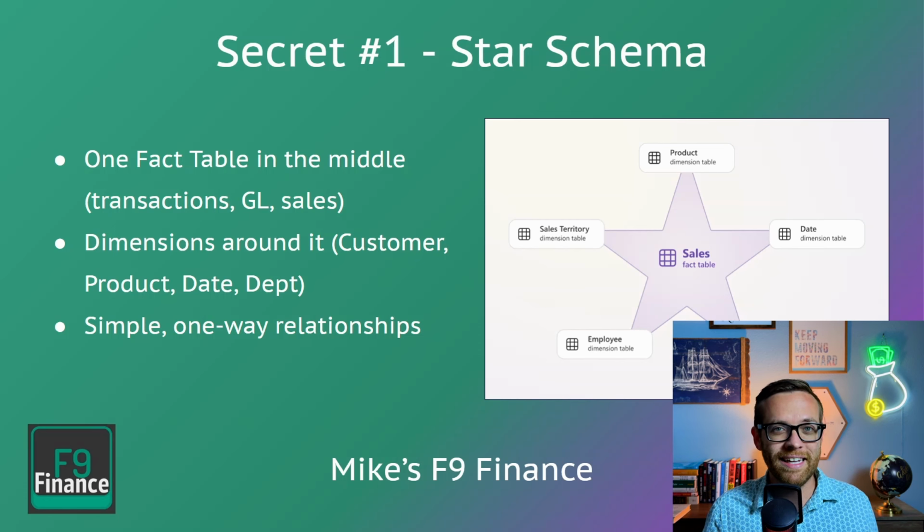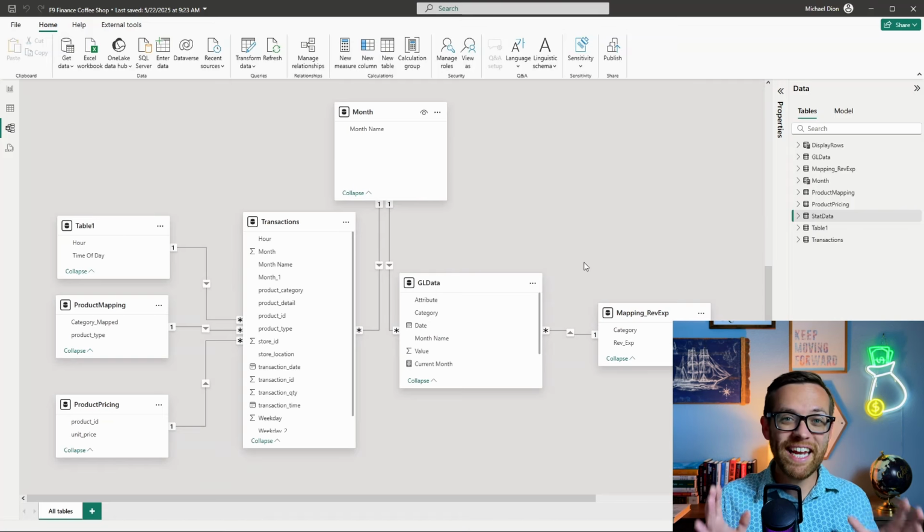And most importantly, you want to have only simple one-way relationships from your dimension tables into your fact tables. That's what's really critical, and that's what makes the Star Schema so effective. So here's an example of a Star Schema model. Now you'll see I've actually got 2 different fact tables.